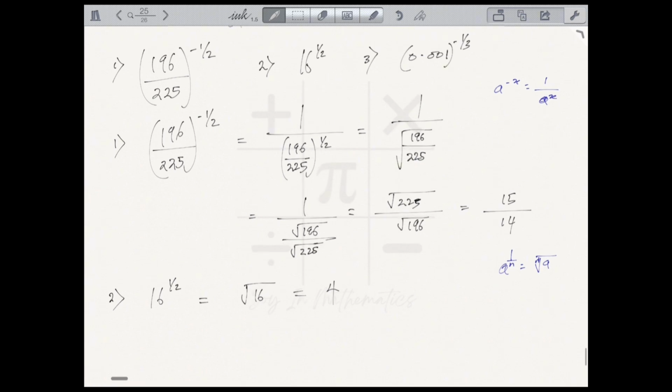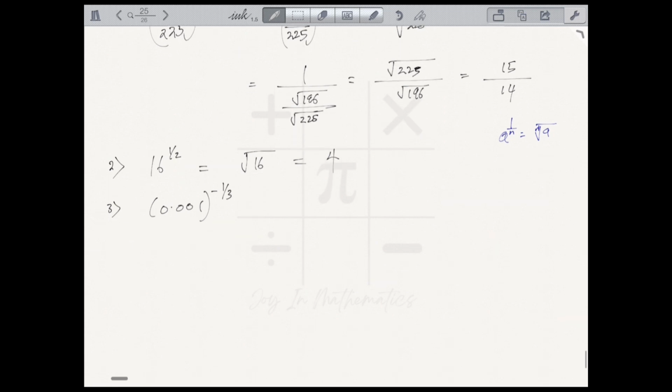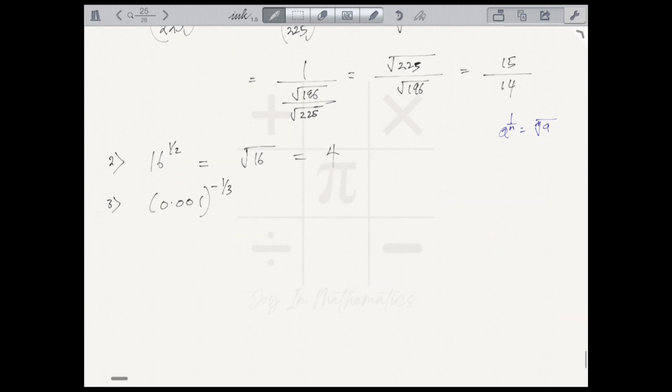And finally, the third question says 0.001 raised to the power of minus 1 over 3. Now let's solve it in 2 ways. The first way we'll consider is to change 0.001 to 1 divided by 1000. So 0.001 is 1 divided by 1000, and this is raised to minus 1 over 3.